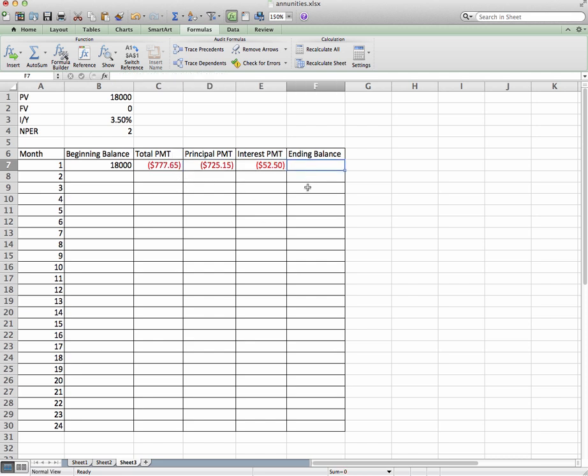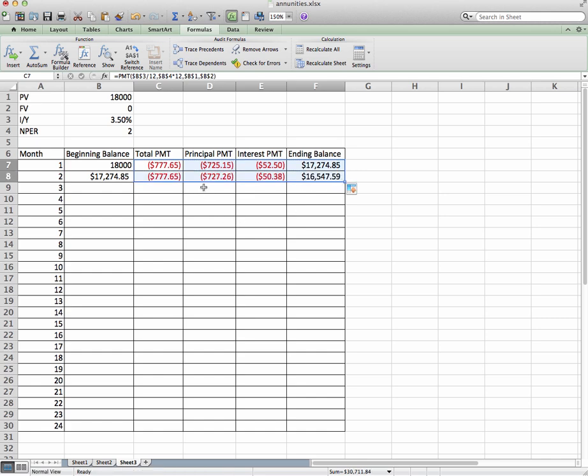Ending balance. How do you find the ending balance? We're going to do equals our beginning balance, and then I'm going to sum that with our cash outflow that goes to principal. Okay? And there's our ending balance for the month. So our ending balance for month one will become our beginning balance for month two. So equals there. Now, I should be able to highlight these cells and click and drag those down. Let's see what happens.